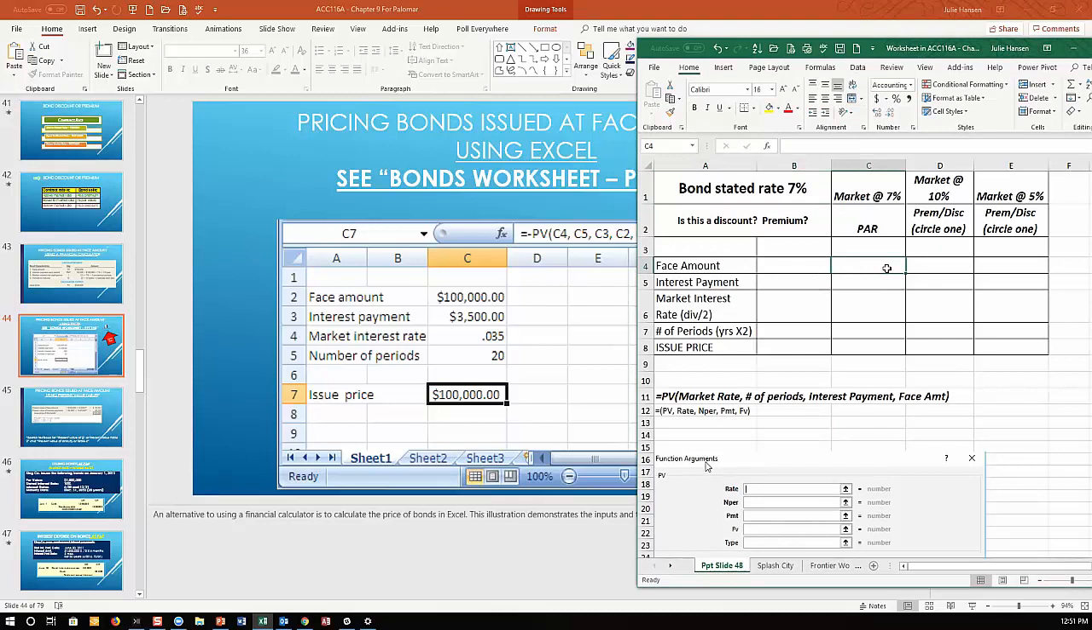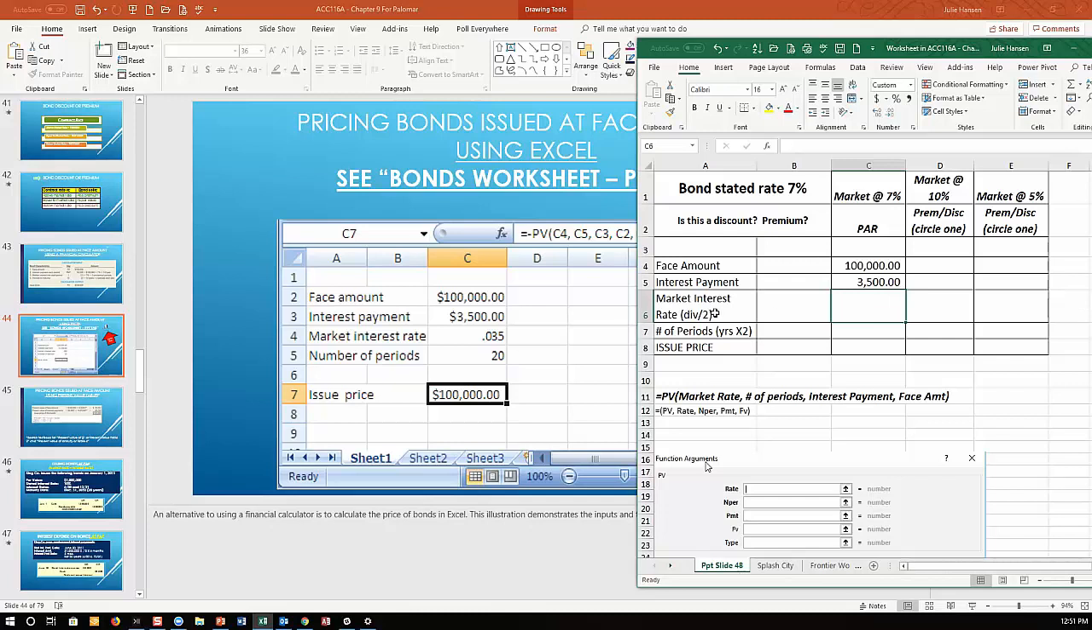So the par value, or the face value of my bond, is $100,000. So I'm going to type in $100,000. The interest payments are simply the face amount of the bond times the interest rate. In this case, it's a 7% one. Do you see the bond stated rate is 7? And then how often do I pay that? I pay that semi-annually, so I'm going to divide that by 2, and that's how I get my interest payment.